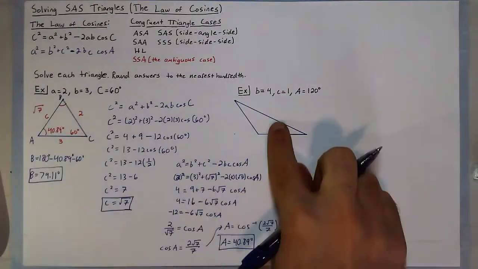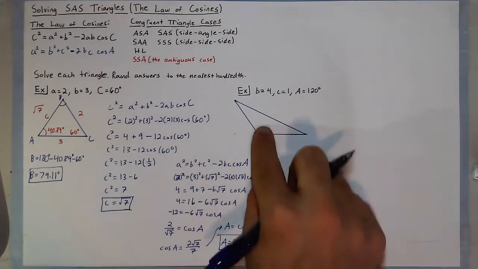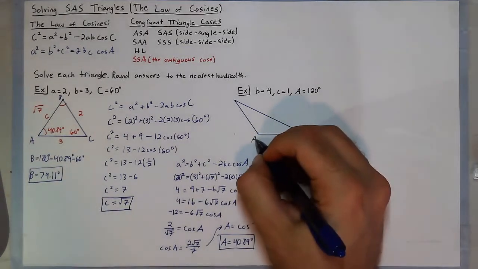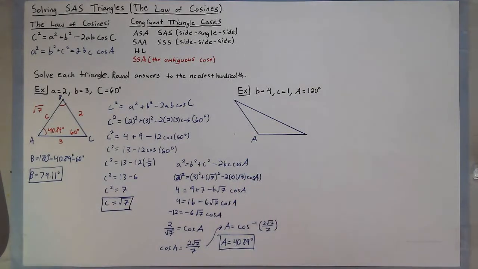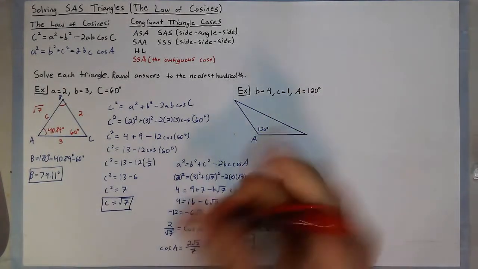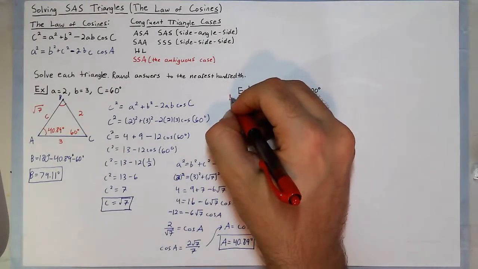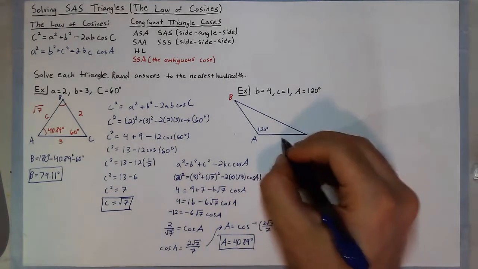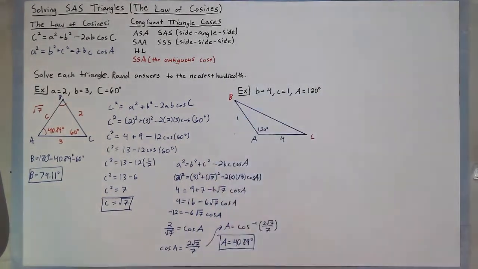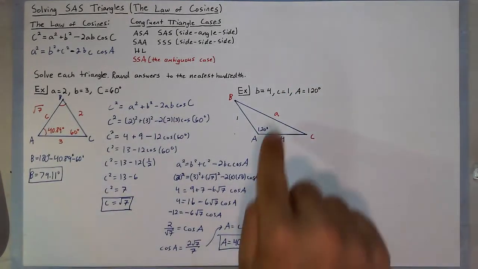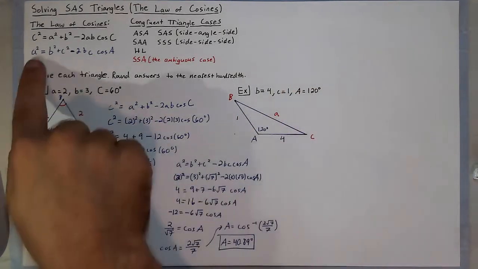In my example on the right, I'm given a more obtuse angle in between the two sides. So angle A is 120 degrees, and I'm looking for angle B and angle C, and I'm given sides B and C. And I'm looking for side A.